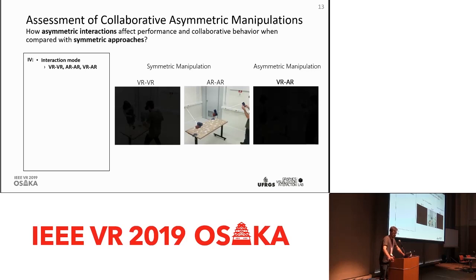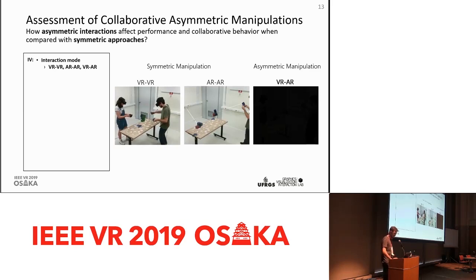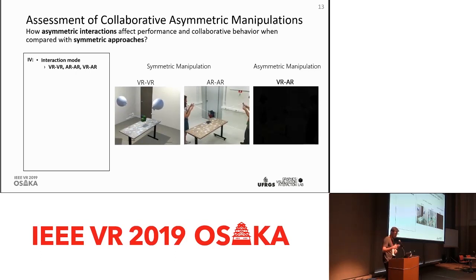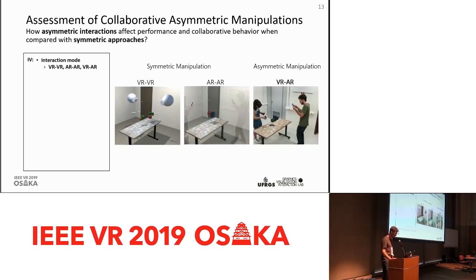To remind you, our question was how asymmetric interactions affect performance and collaborative behavior when compared with symmetric approaches. In this experiment, we had three conditions, two symmetric: both users in immersive virtual reality, this first one, and the second condition was both users using handheld devices. And the third condition was the asymmetric.